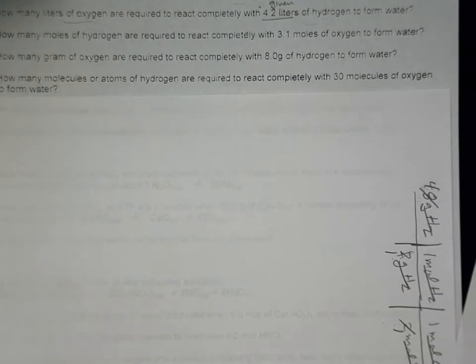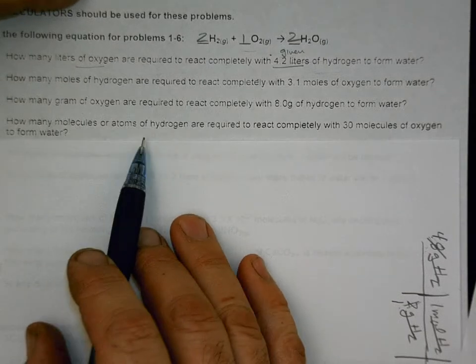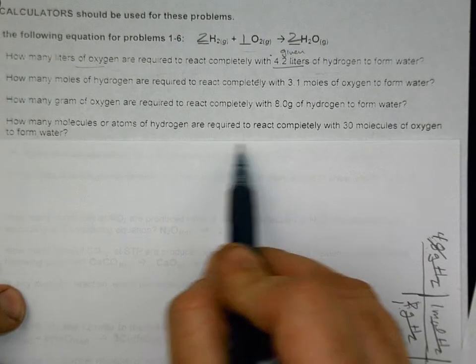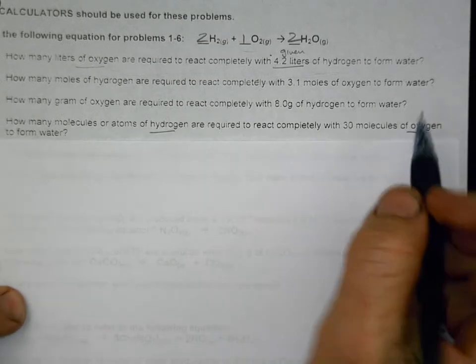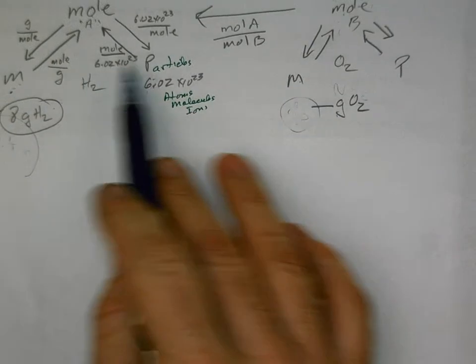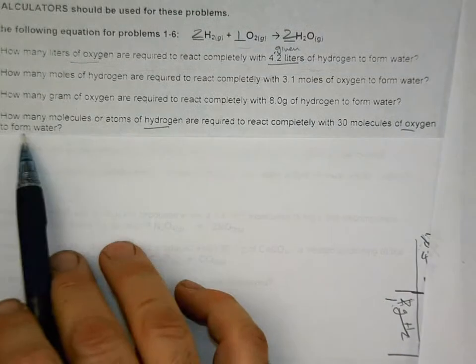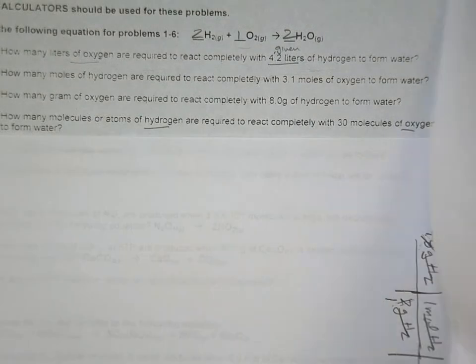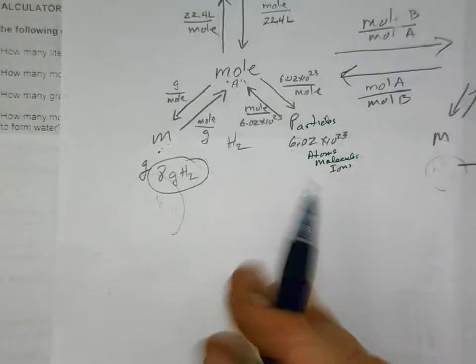All right, number 4. Let me rotate this to make sure we can see the balanced equation. How many molecules or atoms of hydrogen are required to react completely with 30 molecules of oxygen? So now we're going hydrogen to oxygen, from one chemical to another, so we will be making this mole-mole boundary. We're going to do molecules because hydrogen's a gas.